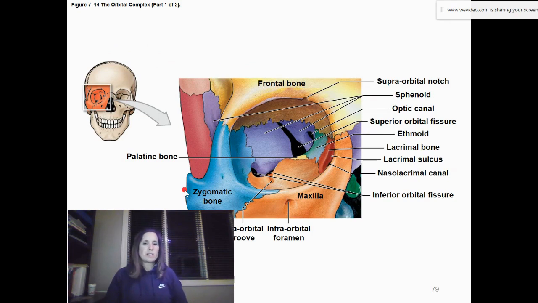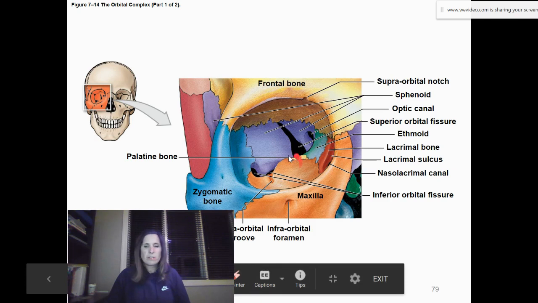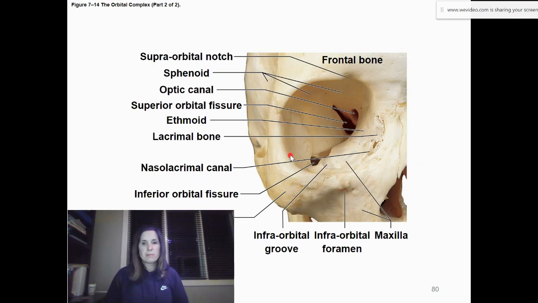So I like this picture because I just like you to see, here's your orbit where your eye is, and here are all those bones. Here's your zygomatic. Here's the sphenoid. Here's the frontal. Here's a little bit of the ethmoid. Here's that lacrimal bone. Here's the maxilla. So all of these bones make up the orbit. And this is just another view. And you'll have to get better at looking at the skull that is not color-coded.